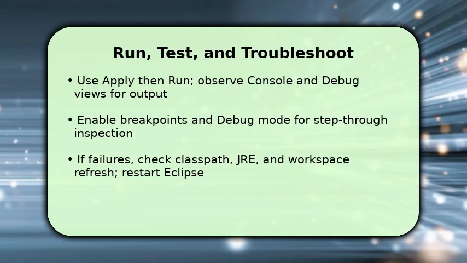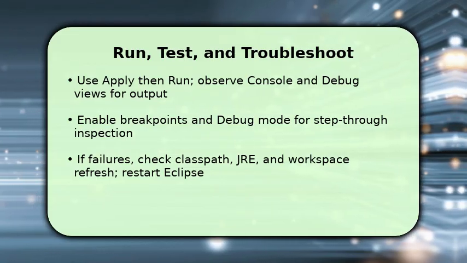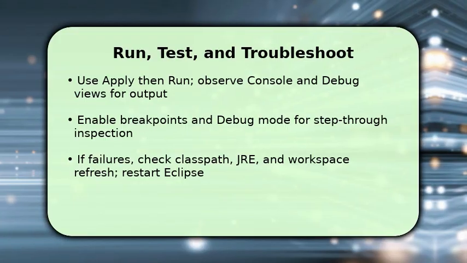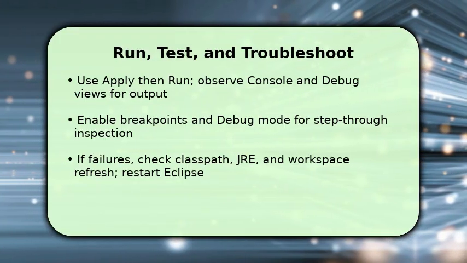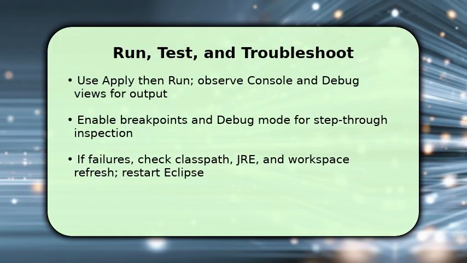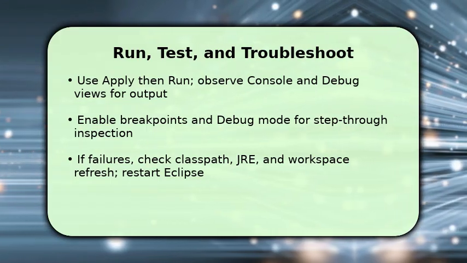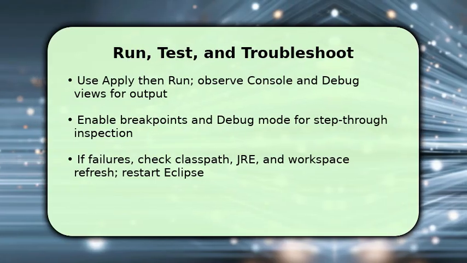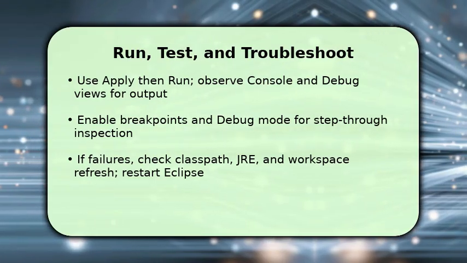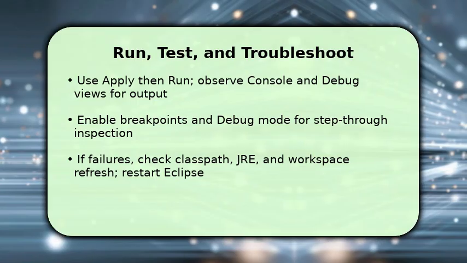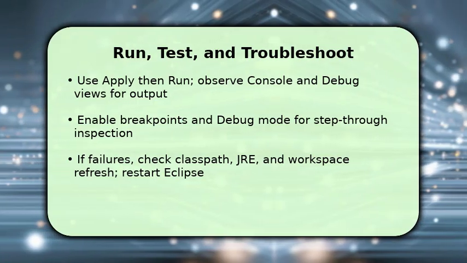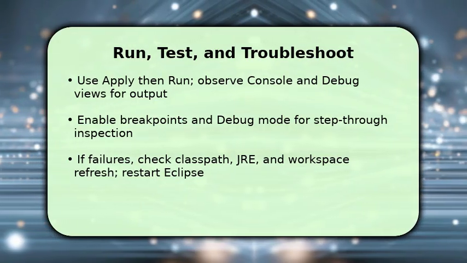Watch the console and problems view for errors, and switch to debug mode with breakpoints to inspect variables and call stacks. If the app fails to start, make sure the selected JRE matches your code's requirements and that the class path includes all dependencies. If problems persist, refresh the workspace, clean the project, and restart Eclipse. These simple steps often resolve stale builds and resource lock.